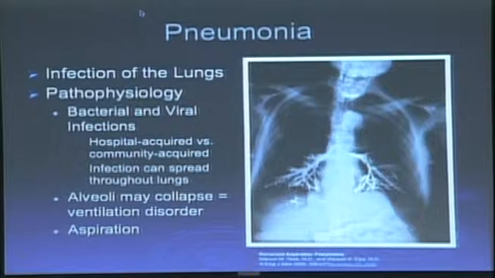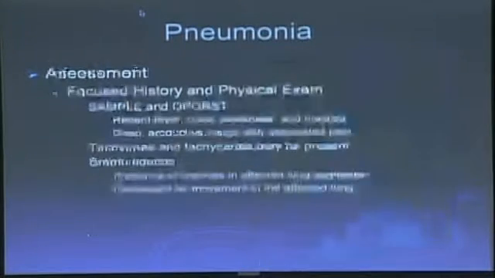The problem with pneumonia is that alveoli may collapse. You may get consolidation of whole lobes, and you get a ventilation and a ventilation perfusion disorder. Don't forget aspiration. Old people in nursing homes are at risk for aspiration pneumonia. It's not at all uncommon. It's probably the second most common cause of sepsis in nursing home patients, the most common being urinary tract sepsis.